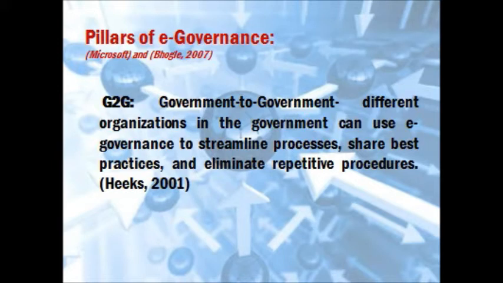We will discuss the pillars of e-governance according to Microsoft and Bhogle. The first pillar of e-governance is G2G, which means government to government. Different organizations in the government can use e-governance to streamline processes, share best practices, and eliminate repetitive procedures.